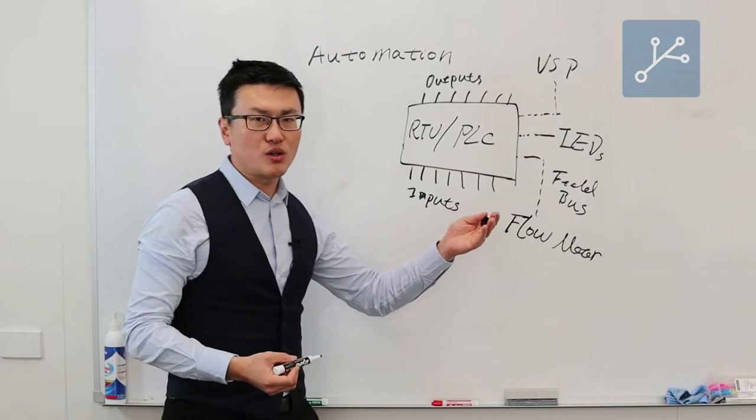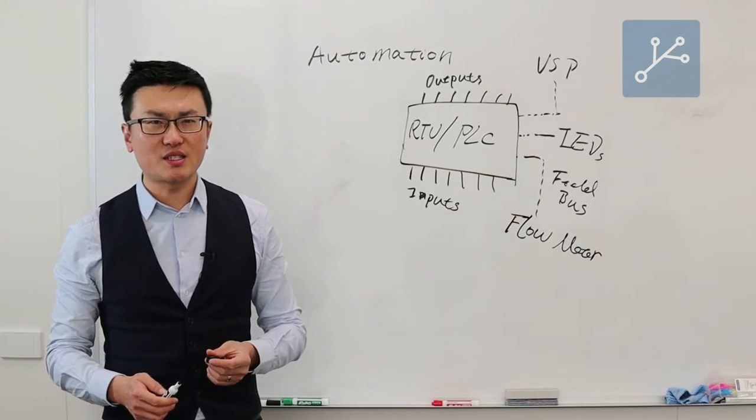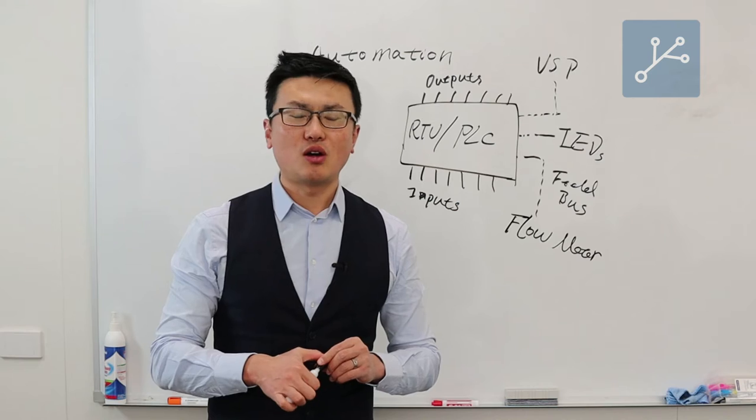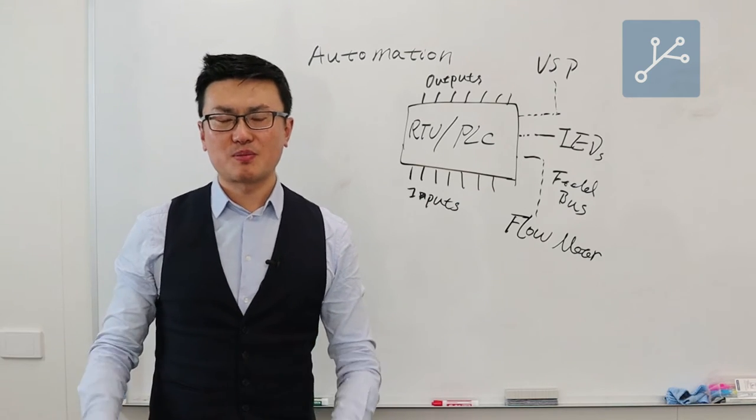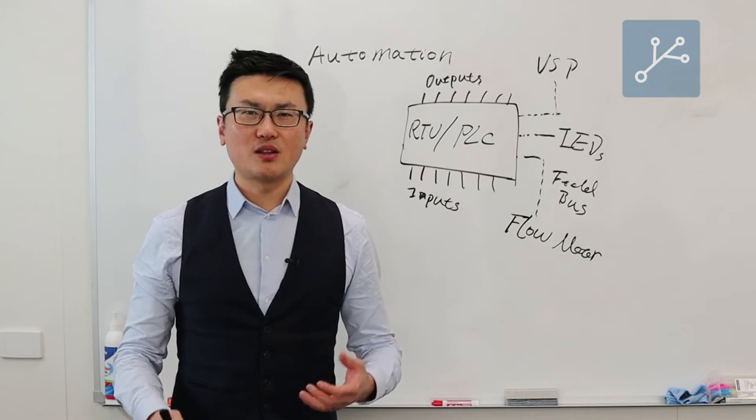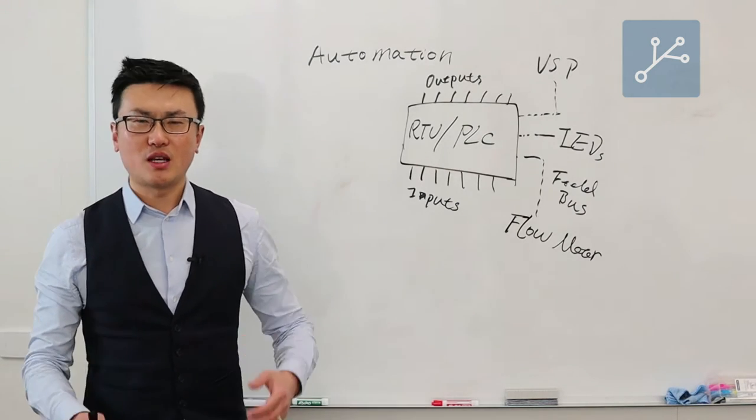An input can also be in a 4 to 20 milliamp analog format, and the output can be in 4 to 20 milliamp format as well. In some other circumstances, the analog signals can also be 0 to 5 volt or 0 to 10 volt.